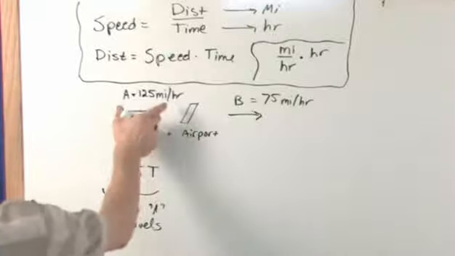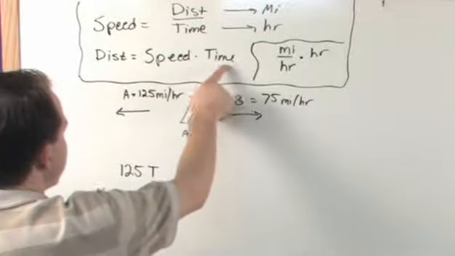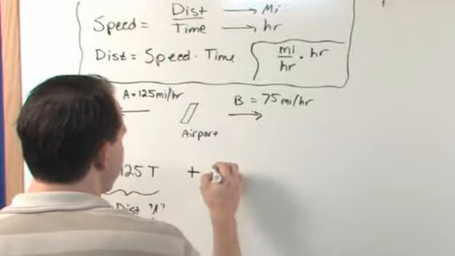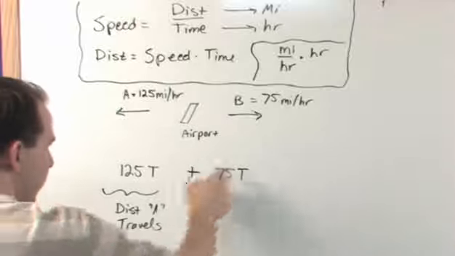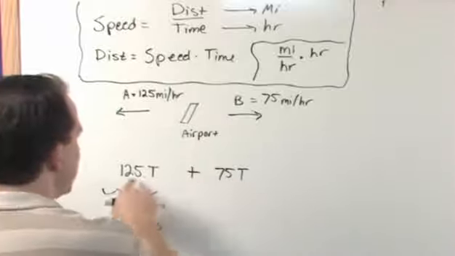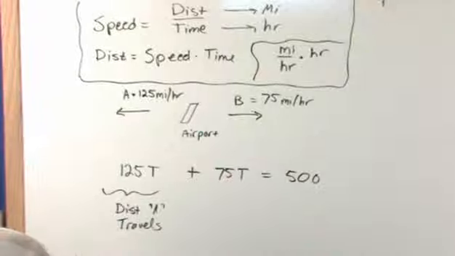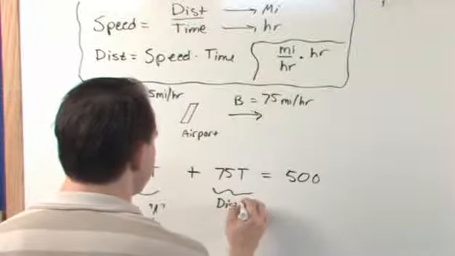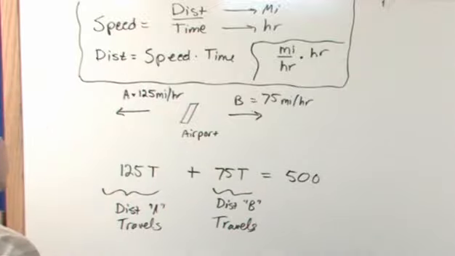But we know that after a certain number of hours, this plane will travel this far, 125 times t, speed times time, plus how far does this one travel? 75 times t. In the same amount of time, it travels less because it's going slower, but it still travels 75t. When you add these up, whenever they equal 500, that's as far as we want to go, because it says how long does it take to be 500 miles apart. This is the distance B travels in time t. That is the hardest part of the whole thing, just figuring out what to write down.